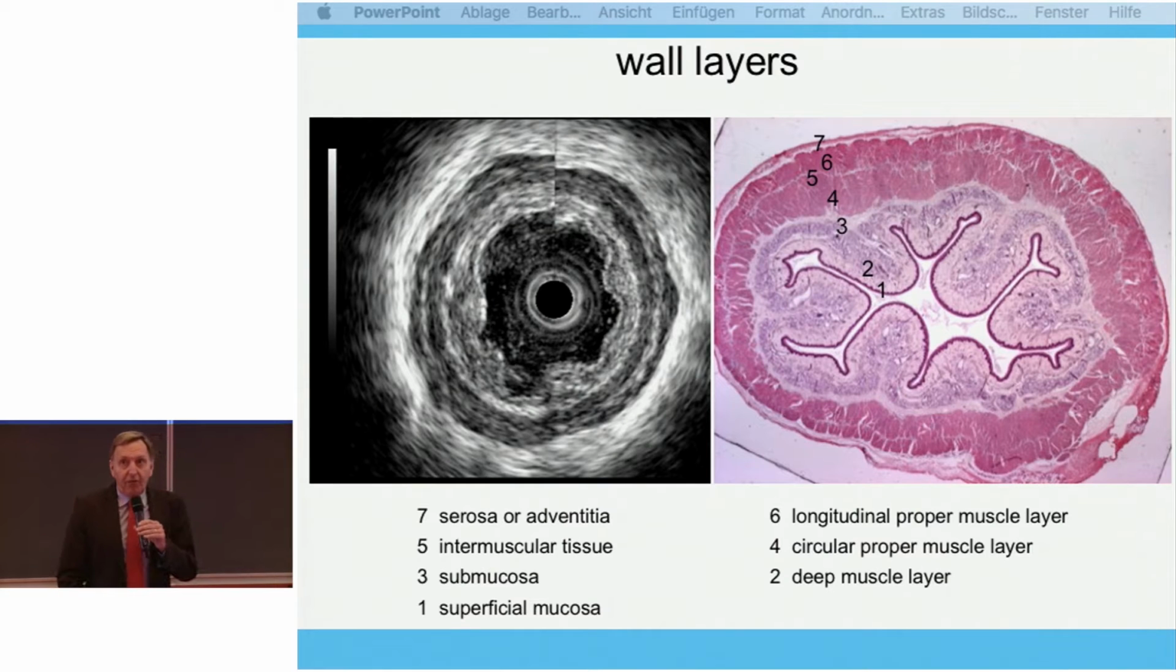If you use high-frequency probes, you have more layer structures. The reason is that you are able to see the outer longitudinal muscle part of the proper muscle layer and the inner ring part of the proper muscle layer. And this is nearly histology, and up till now we have no other technique which is able to demonstrate this layer structure.